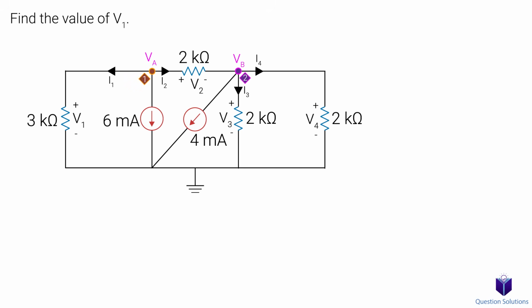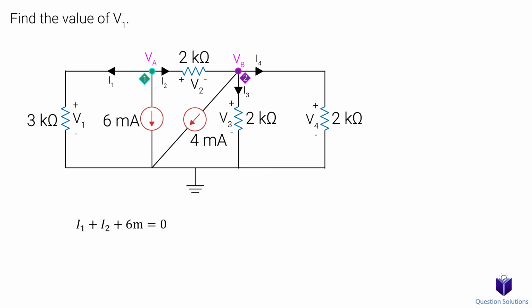Now let's consider node 1 and write a KCL equation. Any current coming into the node will be considered positive, while any current leaving the node will be considered negative. We have I1 leaving, I2 leaving, and 6 milliamps leaving. All of that is equal to 0. I'm going to multiply all the terms by -1, so we just have the positives to work with.